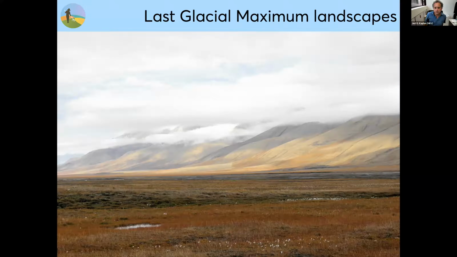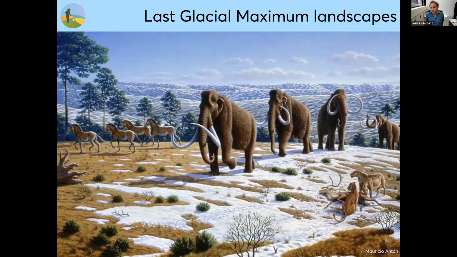But of course, these treeless landscapes were not empty. They were filled with what we call megafauna, giant animals, like these woolly mammoths. There's horses in that picture. There's some large cats that are eating elk. Okay, so they're all different kinds of Pleistocene megafauna, many of which are now extinct, which lived on that last glacial maximum landscape.